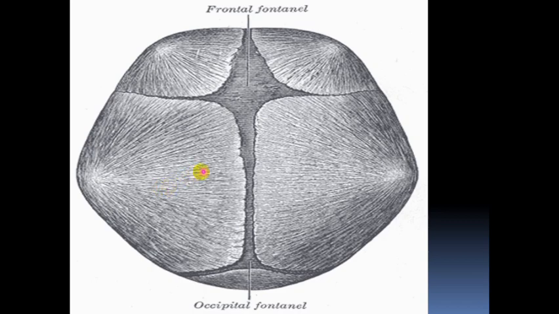The importance of these non-ossified membranes is that they allow the bones to overlap on each other and thus reduce the size or the diameter of the fetal skull during its passage through the birth canal, so that it will enhance and facilitate the process of delivery of the fetal head during the second stage of labor.